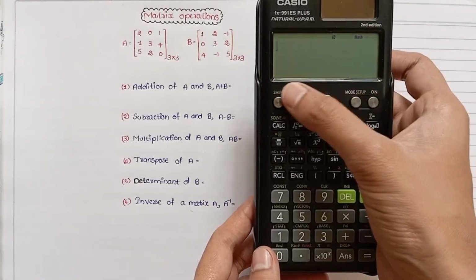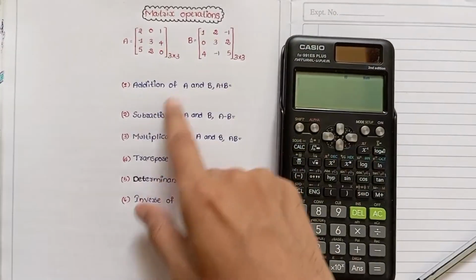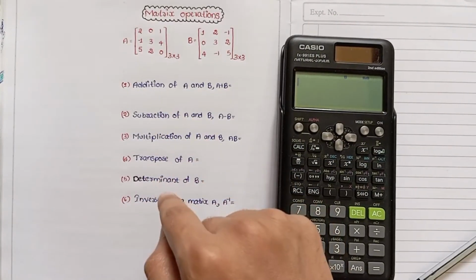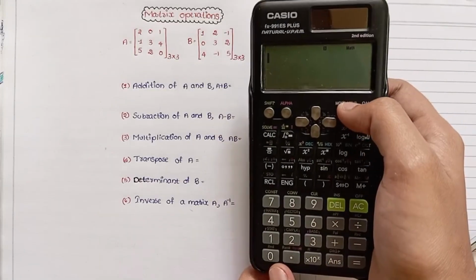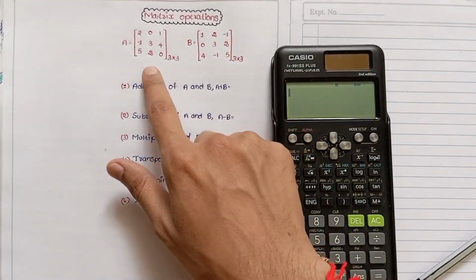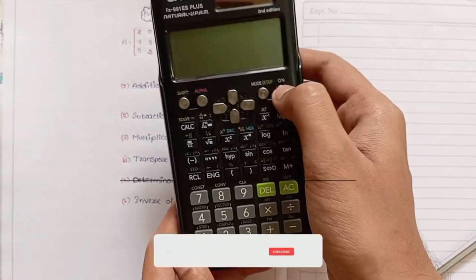So in this video, we will discuss how to perform matrix operations: addition of two matrices, subtraction of two matrices, multiplication, transpose, determinant, and inverse in Casio FX 991 ES Plus. Okay, what we have to do, first we have to give input of two matrices to this calci. We will see how to give it.